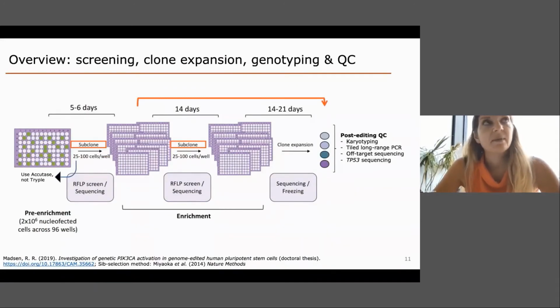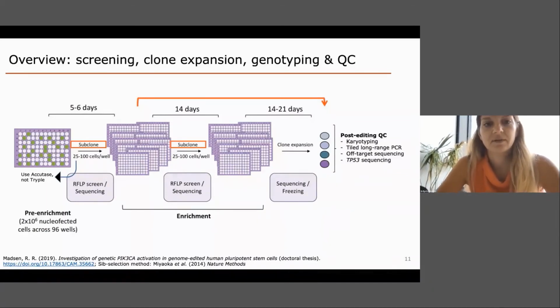Especially because iPSCs are so expensive to culture, it's very important from the start to have a think about how you're going to screen your clones in an efficient manner, how many you need to expand in order to have a decent final number, and aim to have a much higher final number than what you think might be necessary, because there is a high attrition rate throughout this process.